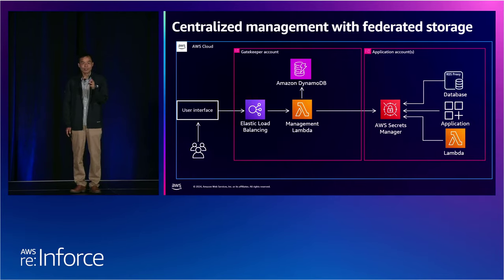So once the secret gets created in the application account, the secret can be consumed just like any secret created in any other way, like directly through the management console. That could include an AWS service like RDS Proxy, or any application deployed in Lambda, EC2, or any other way.